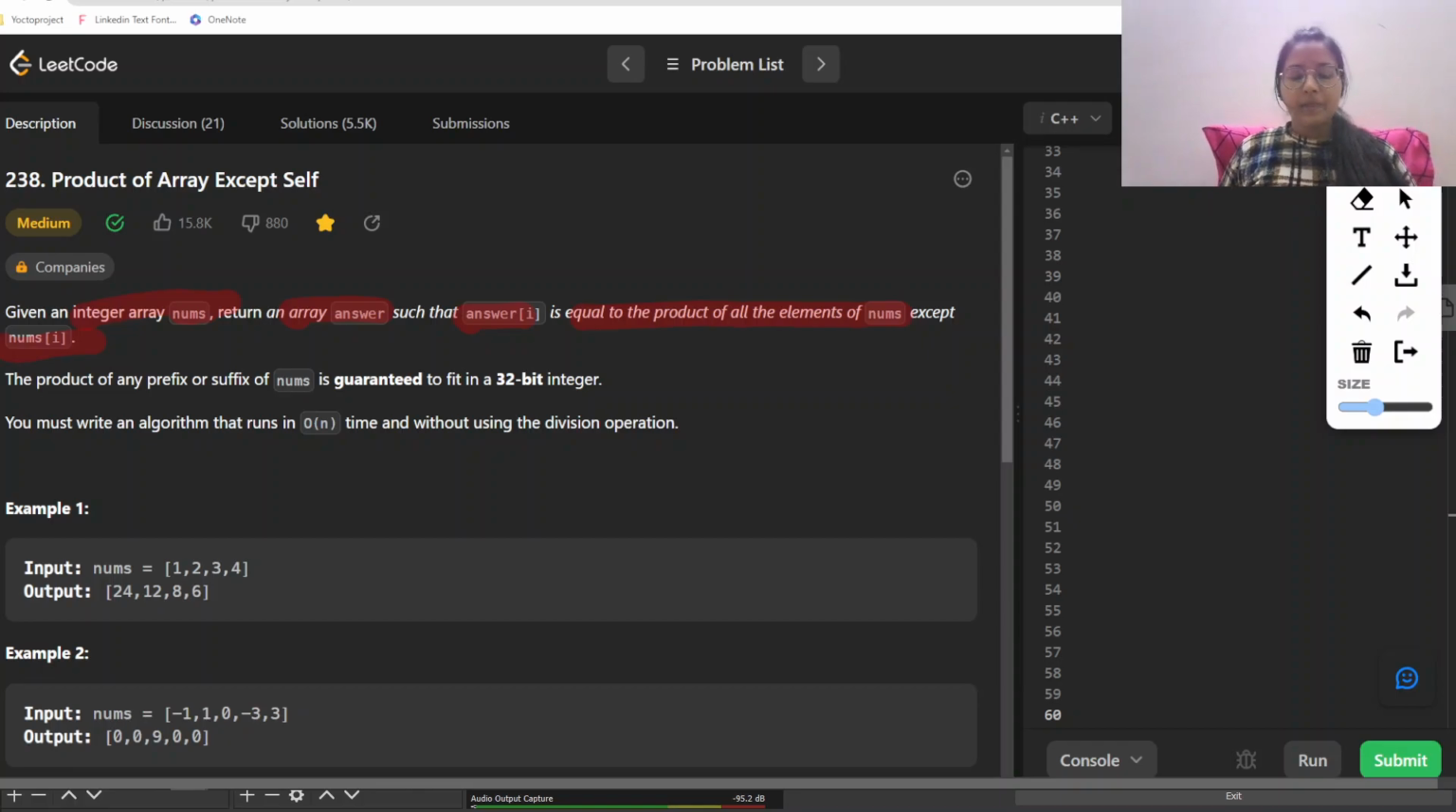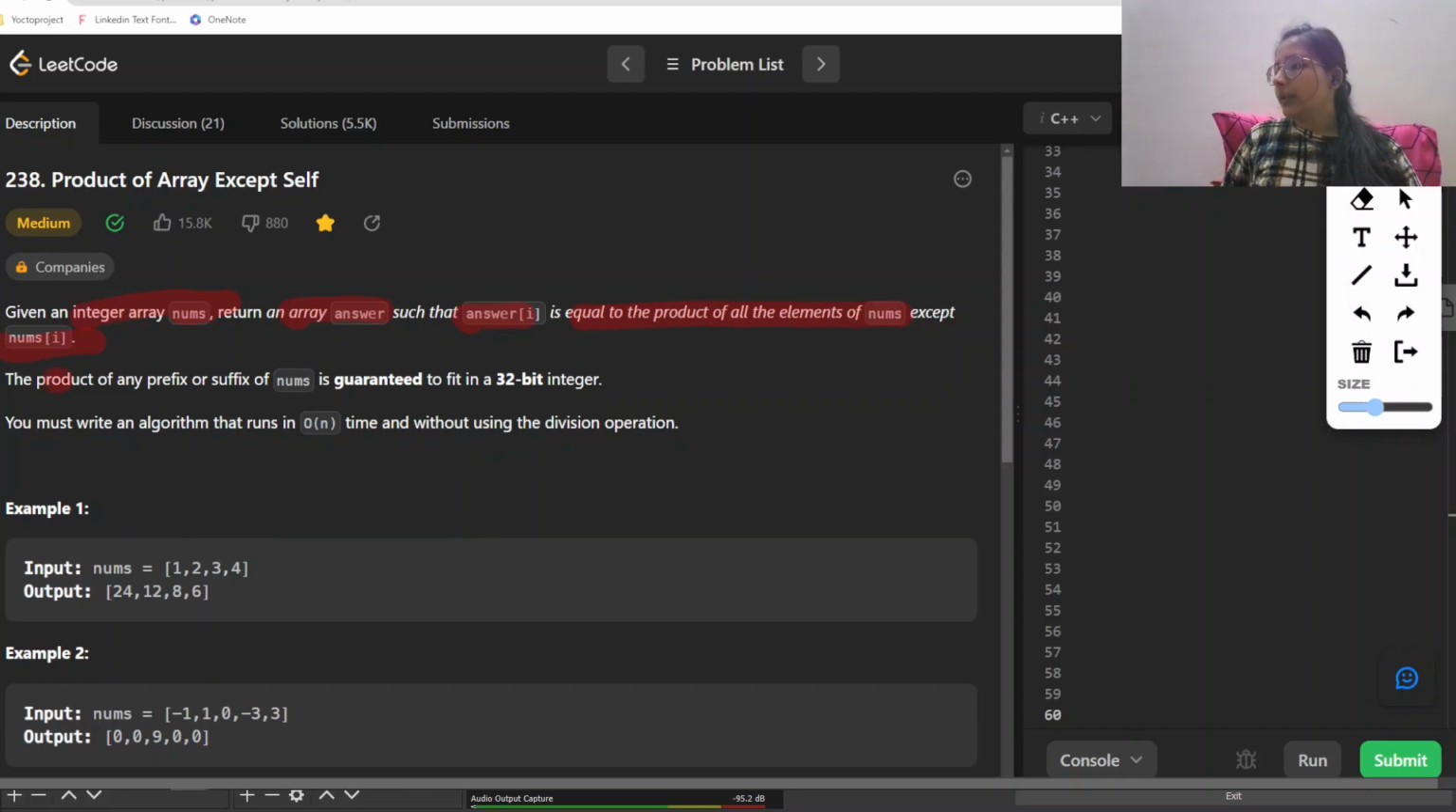So basically, the array we are required to return is one where we just exclude the number at the present index itself, and whatever numbers are to the left and to the right, we are required to take the product of all of them. That would be our answer at that particular index. Let us first read the whole question.